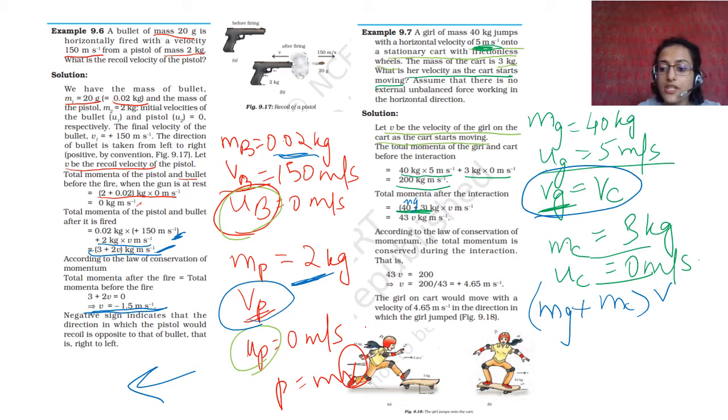It is mg vg plus mc vc, right? But vc and vg are the same, so we can just consider them to be v. So ये हो जाएगा. Okay, so this is the final momentum. Now, according to the law of conservation, the final and initial momentum are the same. Therefore, you get the velocity. Okay, and it is positive because it is in the same direction as the girl moved.